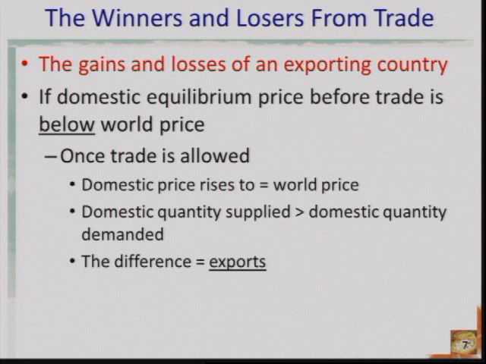So when we open our borders, the domestic price is going to rise to the world price. Our domestic suppliers are going to take advantage of that international demand. And now, what happens? We know that when price is higher than equilibrium, quantity supplied is going to be greater than quantity demanded. Usually, what do we call that? Surplus. A surplus. But now we're going to turn that surplus, which would have been a domestic surplus, into international exports.